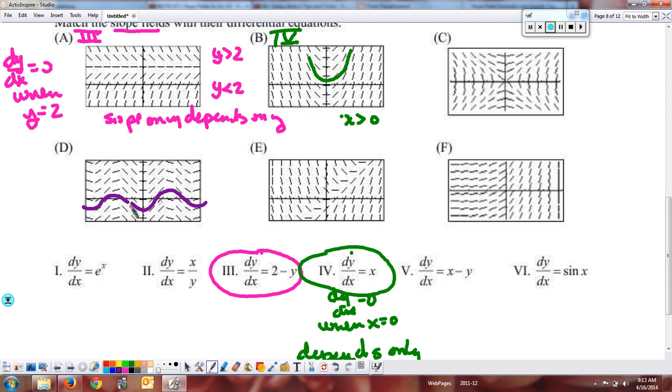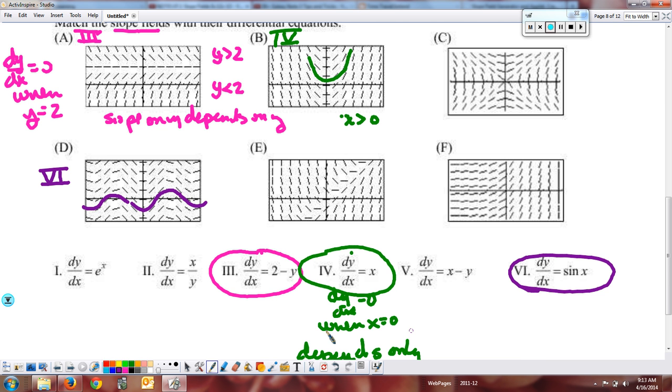Kind of like a flip cosine. And so I'm looking for a trig function. I know that this depends only on x, and I need it to be a trig function because it's oscillating, and that's going to be that one right there. So we can pretty much get ourselves to this one.